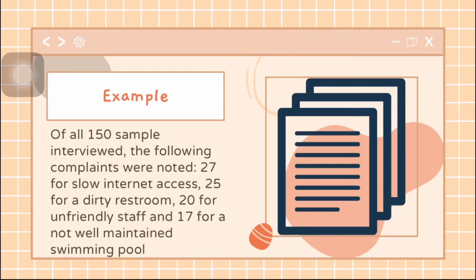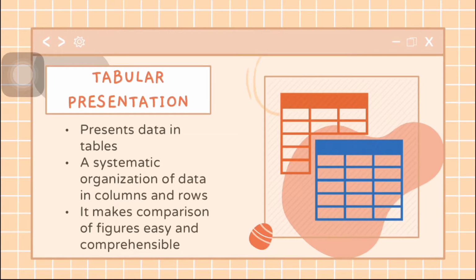Of all 150 sample interviewed, the following complaints were noted: 27 for slow internet access, 25 for dirty restroom, 20 for unfriendly staff, and 17 for a not well-maintained swimming pool. So, as you can see and observe, it represents data using the form of a paragraph or text. The next method in presenting data is the tabular presentation.